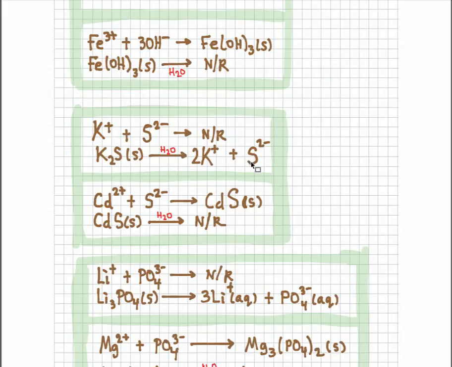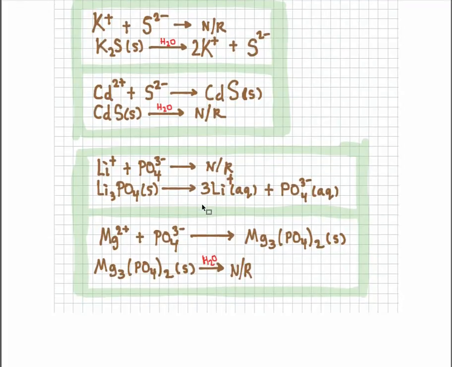Because I know most sulfides don't, like cadmium sulfide doesn't dissolve in the water. But the potassium, sodium, lithium, rubidium, ammonium salts do dissolve in the water. Most phosphates don't dissolve in the water. So magnesium phosphate, no reaction, no dissolving, or turn it backwards and they come together. But lithium salts do dissolve in the water, and there's no going backwards.